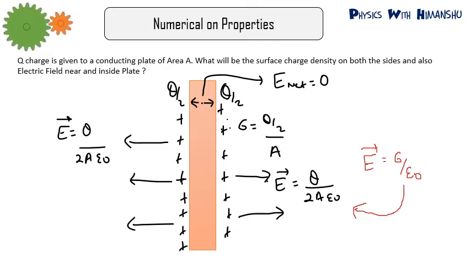So for a metal plate, always remember if you put a charge on a metal plate, the charge will distribute itself so that the electric field inside the plate can be 0. So at any point inside this plate, the electric field at all these points will be equal to 0.